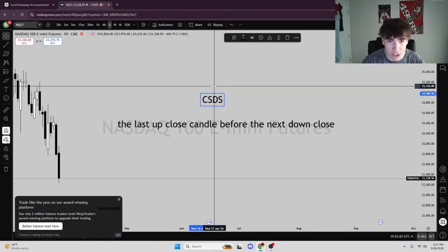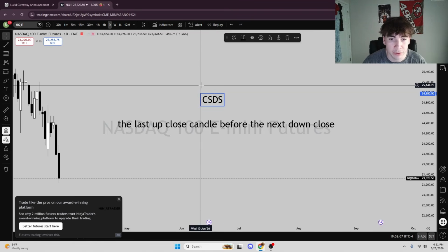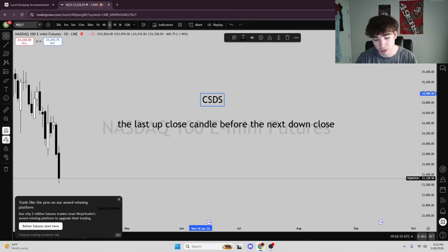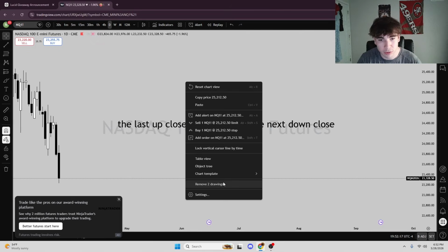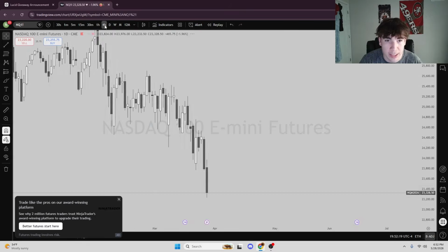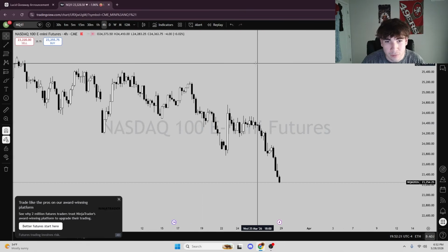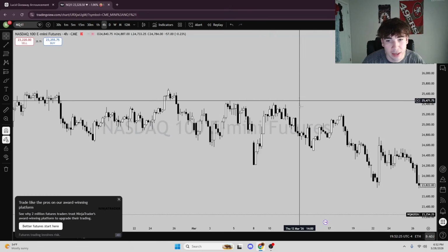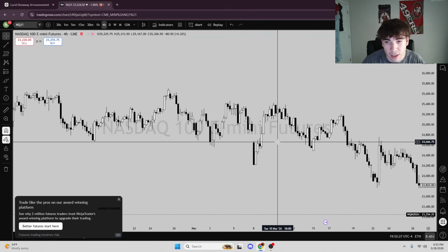So if a change in the state is a bullish candle, that means it's technically used as a bearish confluence. If a change in the state is a bearish candle, then most likely it's going to be a bullish confluence, because it's the last up close candle before a down close candle, vice versa. So let me show you guys some examples of CSDs and really how to use them. Like I said, CSDs are used in a couple of ways.